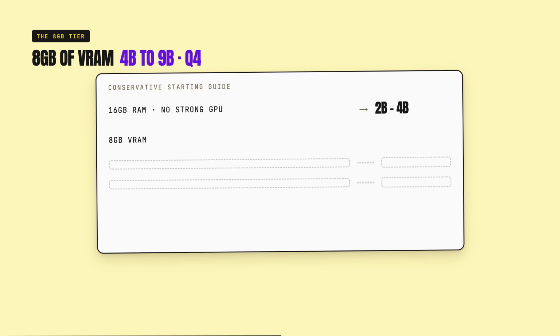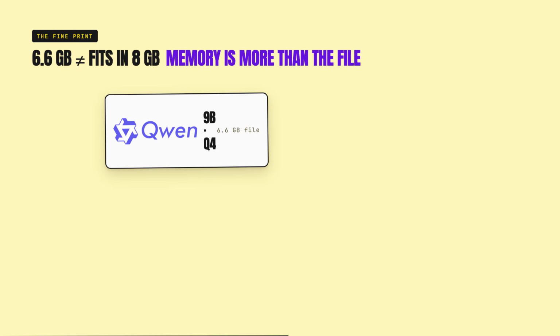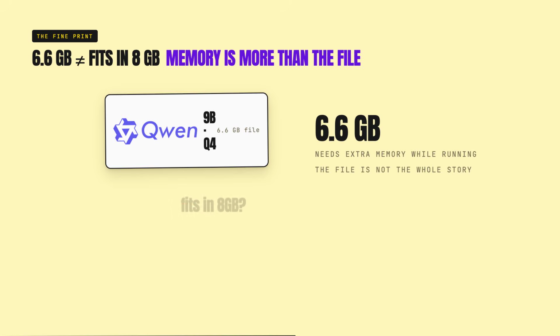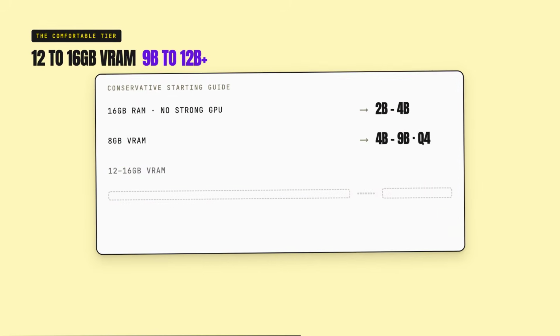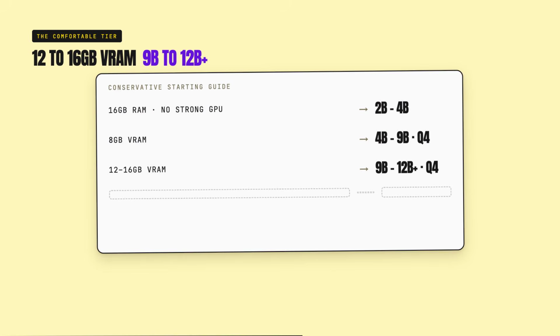With around 8 gigabytes of VRAM, start somewhere between 4 billion and 9 billion at a sensible quantization such as Q4. Qwen 3.5 9 billion's Q4 package is around 6.6 gigabytes, but remember that the model needs extra memory while running. A 6.6 gigabyte file is not a promise that every setting will fit perfectly in 8 gigabytes of VRAM. With 12 to 16 gigabytes of VRAM, models around 9 billion to 12 billion become much more comfortable, and you have more space for context.